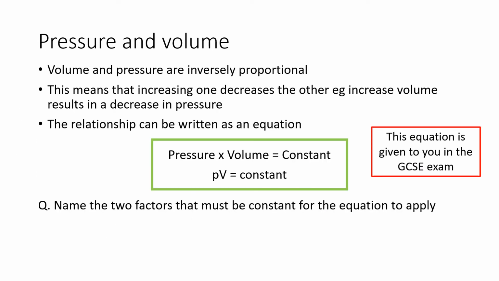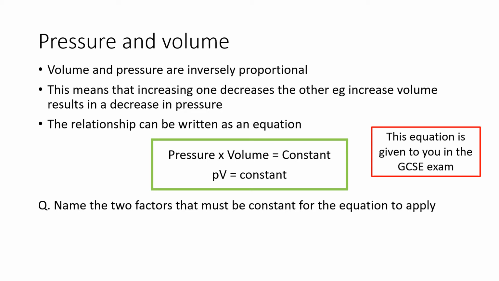Volume and pressure are inversely proportional. That means if you increase the pressure, you decrease the volume, and vice versa. If you increase the volume, you decrease the pressure. And you can write it down as a mathematical equation as pressure times volume equals a constant. Now, for that to be true, two other things must be kept constant. They must be unchanged.